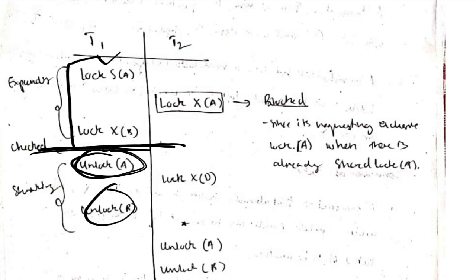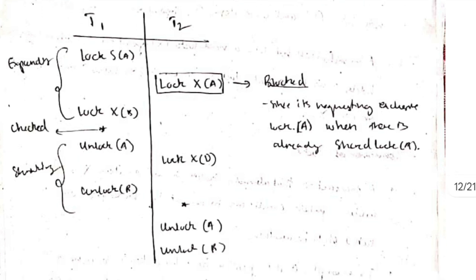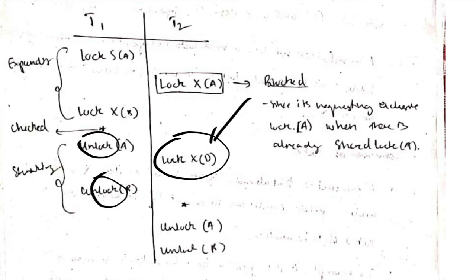So whenever it unlocks A, T2 will be able to access A. Okay, means T2 will get the lock for A. So whenever this gets unlocked here, this was accessed, and T2 is having the lock of A. Okay, and it can use A, and after that B was also unlocked, so T2 is able to access B also.